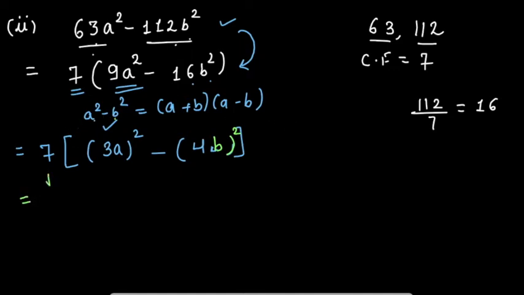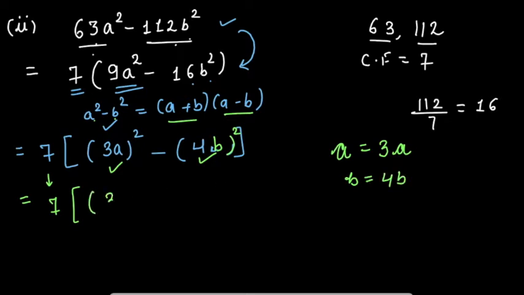So keeping this 7 as it is, what I can write it as a plus b, a minus b. If you want to write what is your a here, a is 3a, right? And what is my b here? 4b. So write it in the form of a plus b, which is 3a plus 4b, and then a minus b, which is 3a minus 4b.